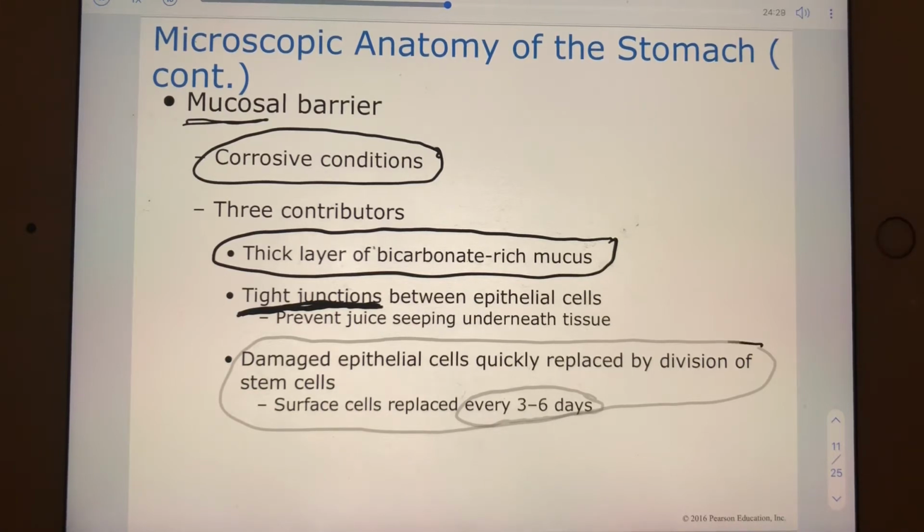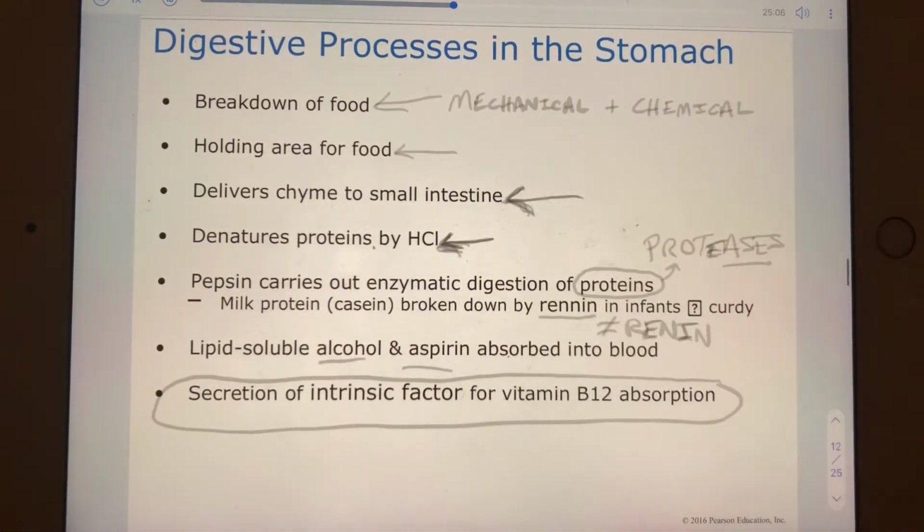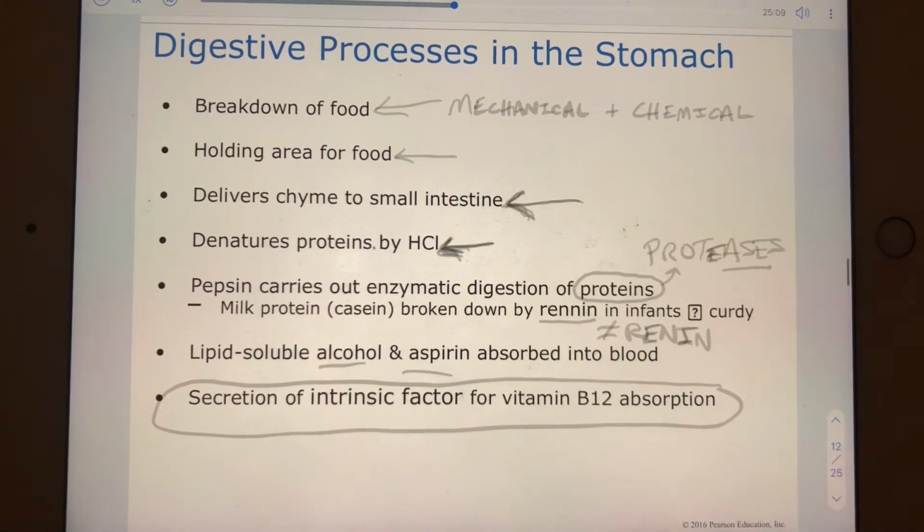Also, we replace our mucosa very, very rapidly. We replace the stomach mucosa over the course of every 3, 4, 5, or 6 days, so that epithelial cells aren't allowed to become so damaged that they can be easily bypassed by those corrosive conditions. Moving on to slide 13, just a list of the things that the stomach does for us.